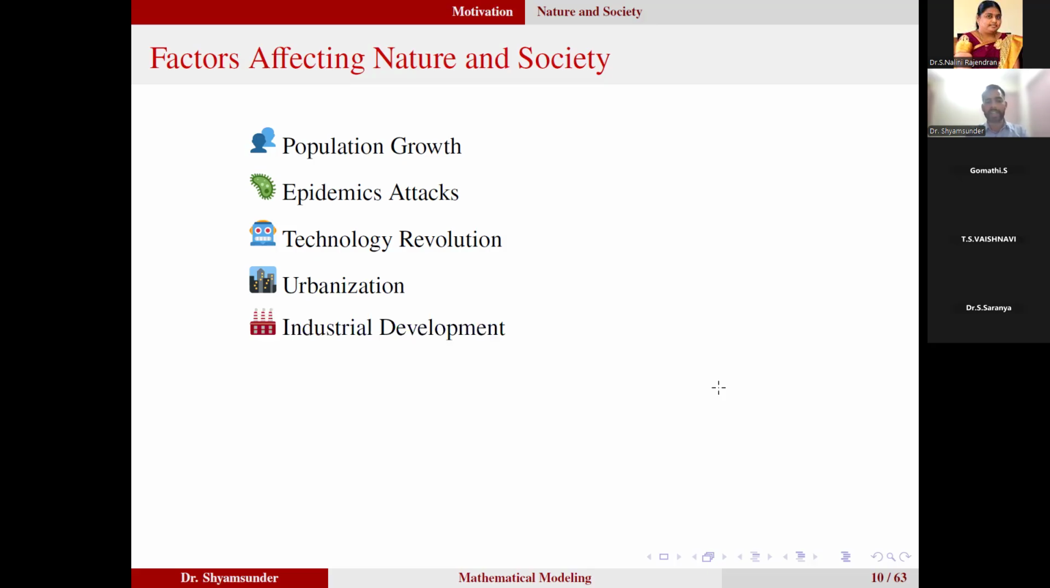And the next is industrial development. We are all aware that industrial development affects nature, and there is the Paris Climate Agreement in 2015. It also focuses on industrial development, with a target to reduce carbon emissions and reduce the global temperature by 2 degrees Celsius. This also has an effect on nature.